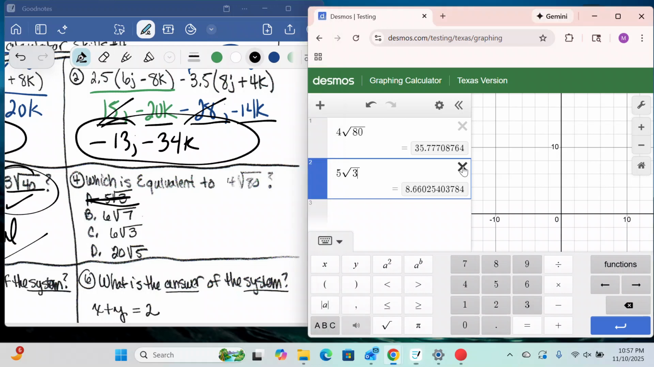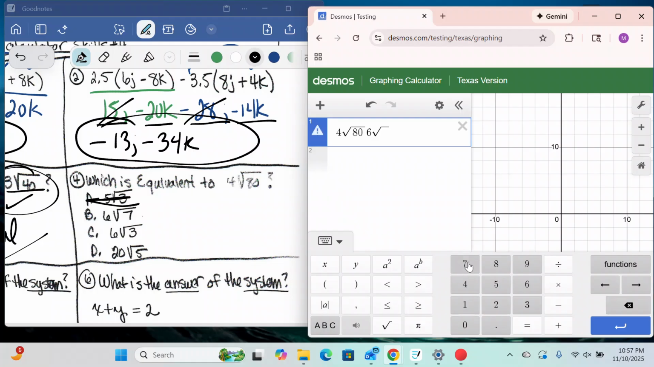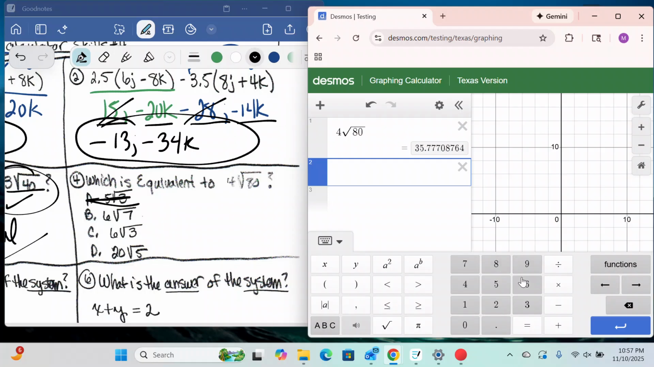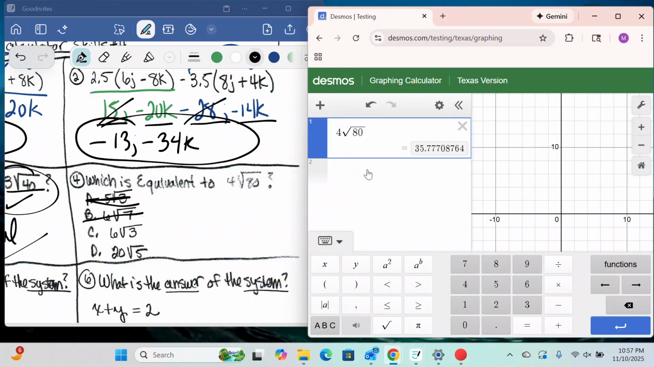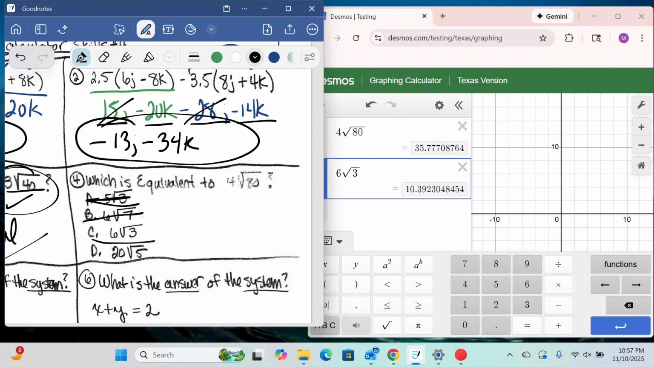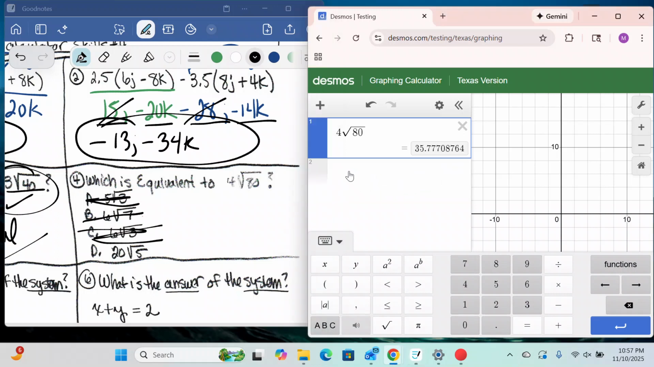I'm going to input the second one. What I do is I like to delete this one, and I like to input 6 square roots of 7. Uh-oh, didn't push right here. So it's going to be 6 square roots of 7. Not equal, so this one is wrong. Then I'm going to X out, and then I'm going to click again. 6 square roots of 3. Not equal. Get rid of this one. And then last but not least, I'm going to input 20 square roots of 5.